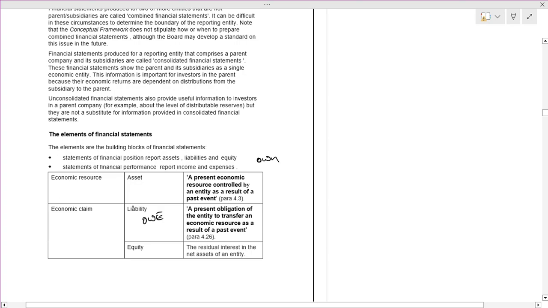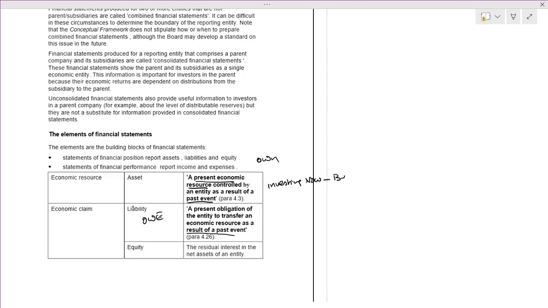But what is an asset? An asset is a present economic resource controlled by the entity as a result of past events. This is a basic explanation for an asset. Whereas a liability is an obligation to transfer an economic resource as a result of past events. An asset is nothing but what you are investing now, and you will get benefit in the future.